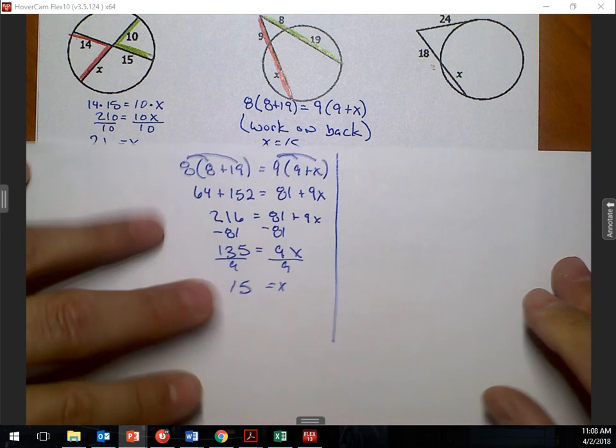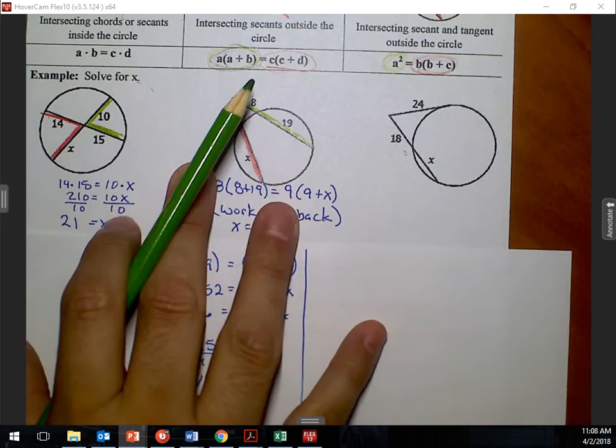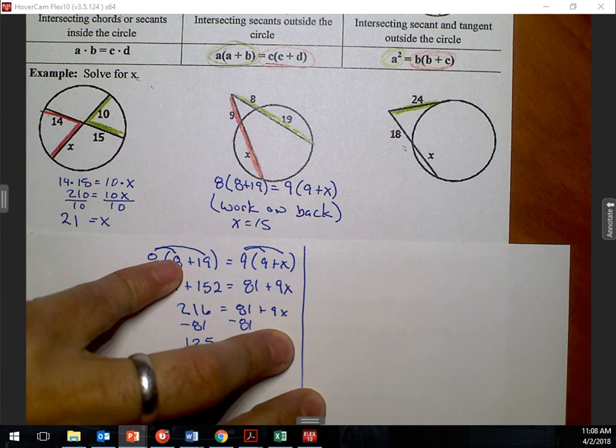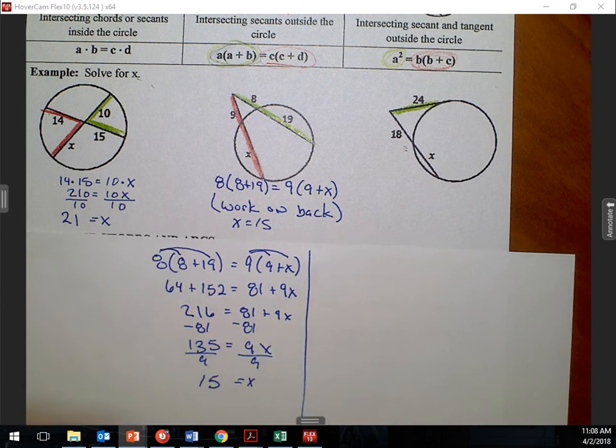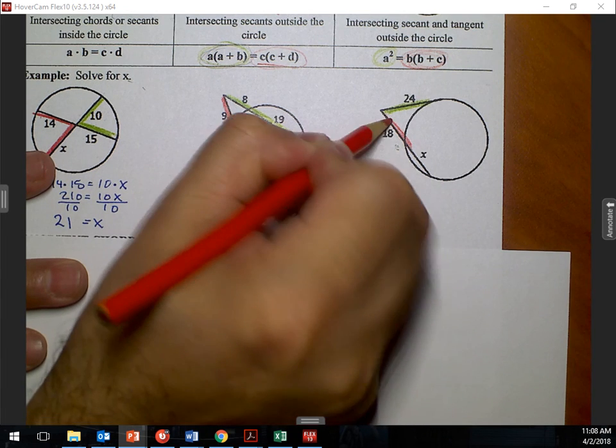All right, so let's take a look at this next one. I'm going to color this next one. So, color my pieces. This is a tangent and a secant. So, tangent secant, actually, what type is that?